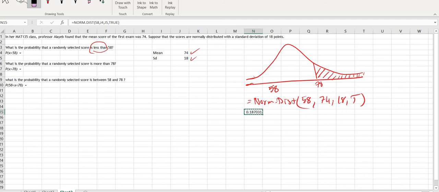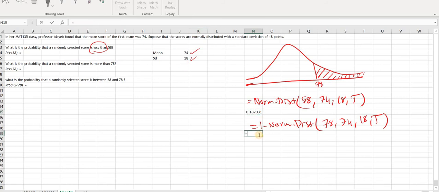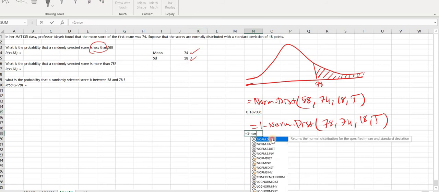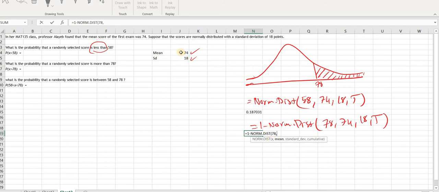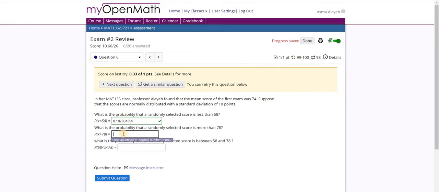More than means I need to find the area to the right, but the function does not compute the area to the right. But it can still find it because basically the area to the right is equal to 1 minus the area to the left. So 1 minus norm distribution of 78, 74, 18, true is going to give me the right answer. And 1 minus norm distribution of 78, the mean, I'm going to click on the mean, the standard deviation, I'm going to click on the standard deviation, true, double click here, and that is the answer. I'm just going to copy that and paste it into my answer box.